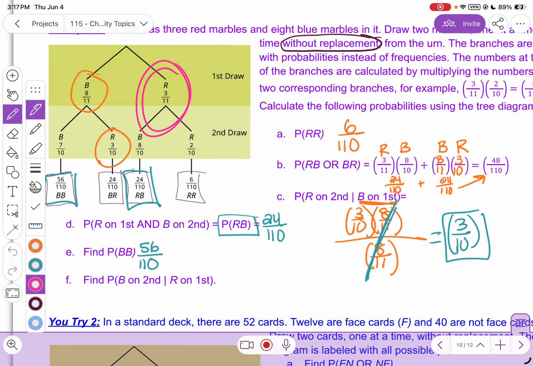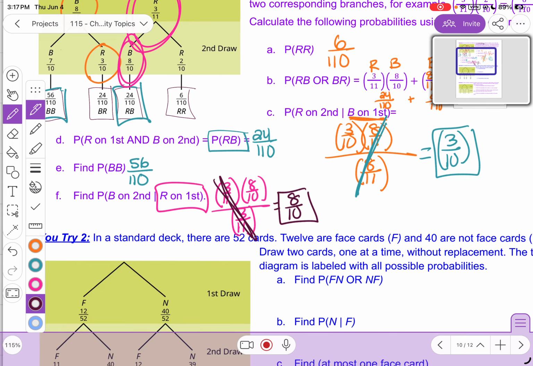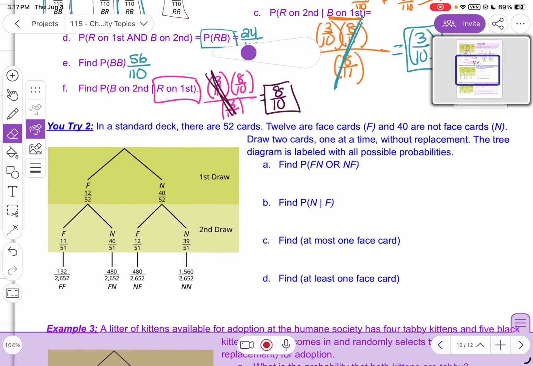And then B on second, given R on first. So R on first is 3 over 11. And B on second is 8 over 10, given R on first, which we just said was 3 over 11. Those are going to cancel, so we get 8/10. You do the U-try, pause the video, and start it again when you're ready to check your answer.